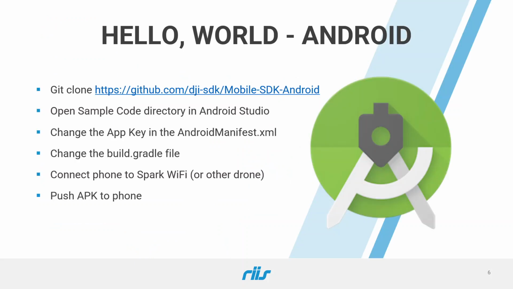So once we have our key, basically what we'll do is we're going to work with the mobile app, the sample app from github.com. The DJI SDK username is DJI-SDK. So we're just going to do a git clone, open the sample code in Android Studio, and enter the app key into the Android manifest. We'll talk a little bit about what we need to do to change the build.gradle file and connect the phone to your drone. If you're using Spark, you use Wi-Fi, and if you're using a different drone, we'll talk about how you do that. And then you just push your APK to the phone.